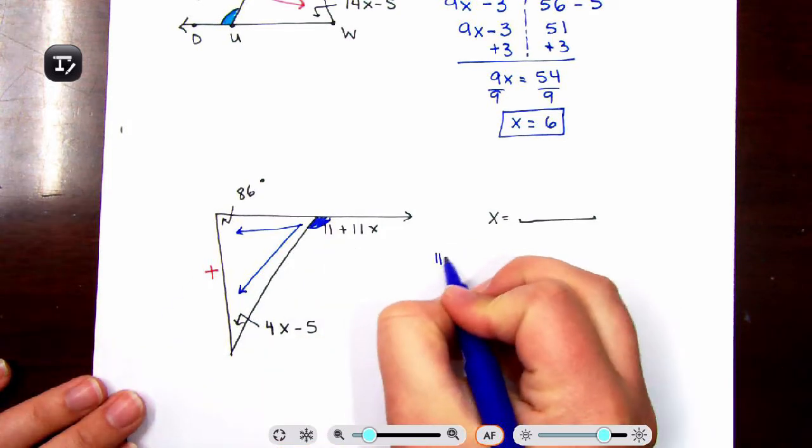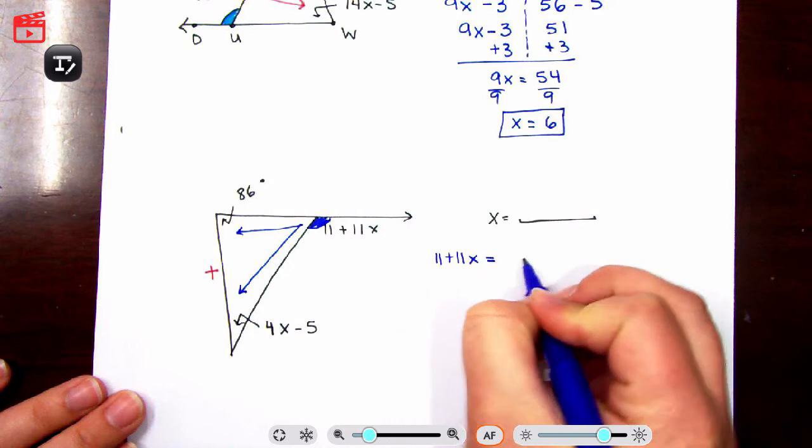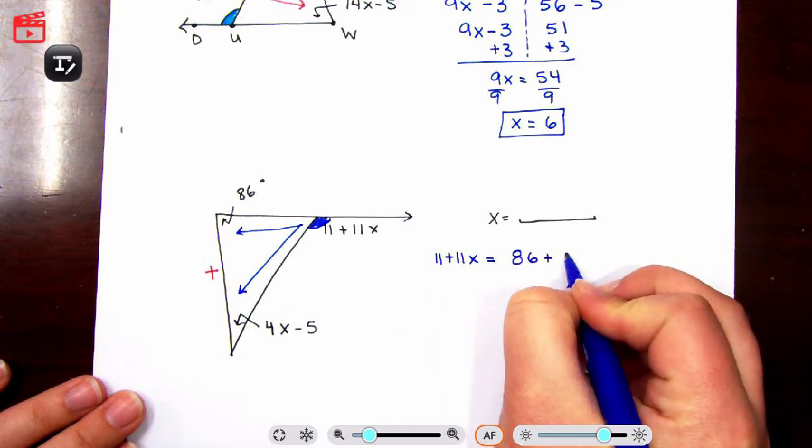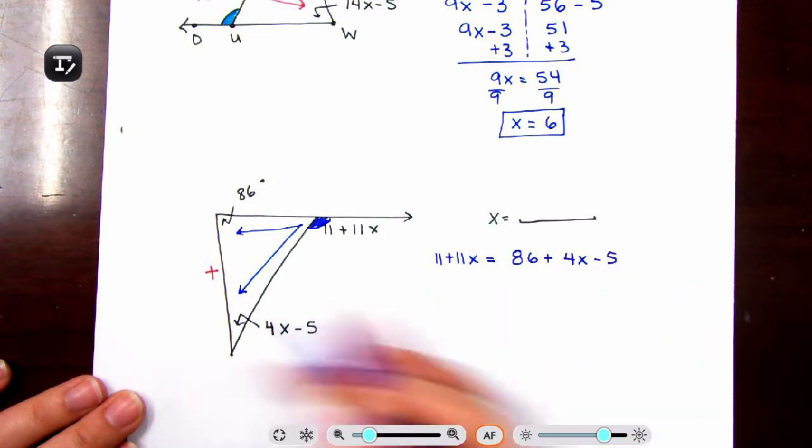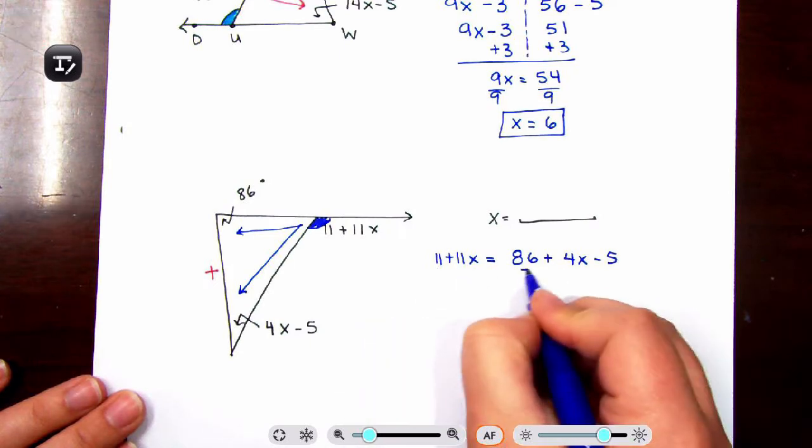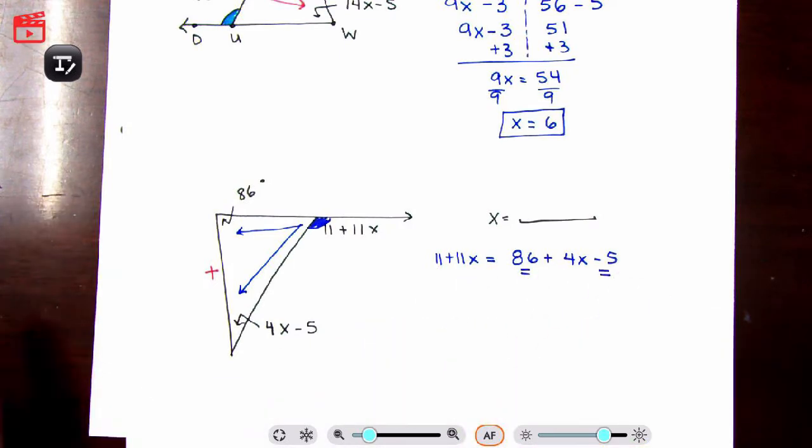So that means 11 plus 11x is equal to 86 plus 4x minus 5. Again, combine like terms if you want. Last time we did not combine like terms, so this time you will.